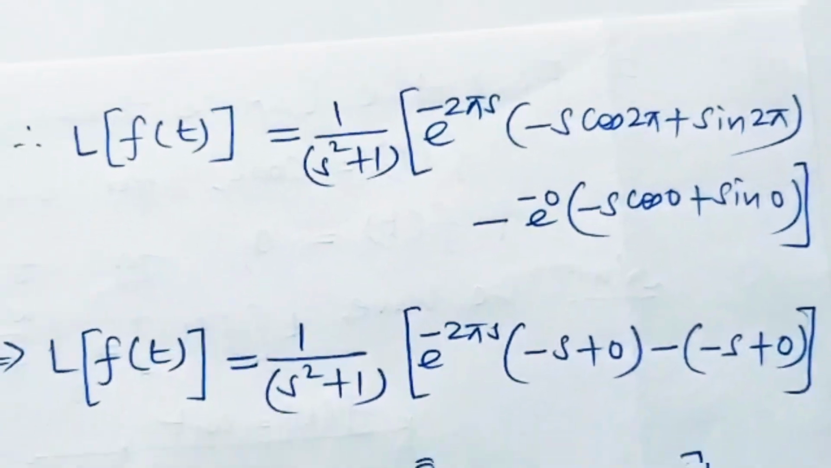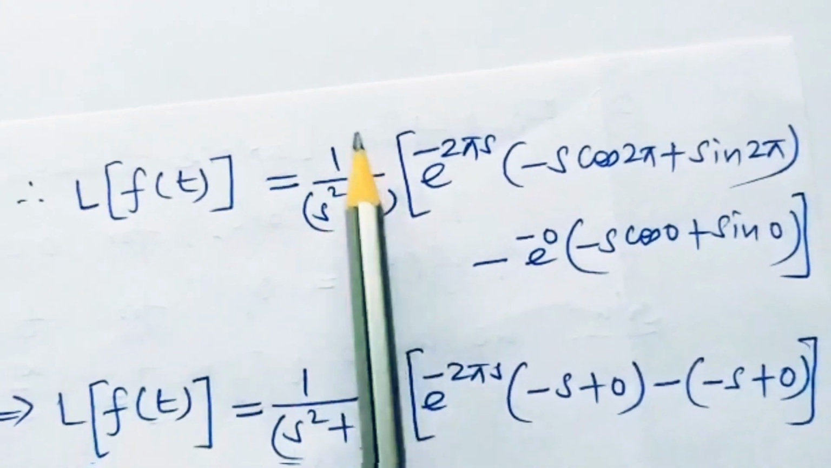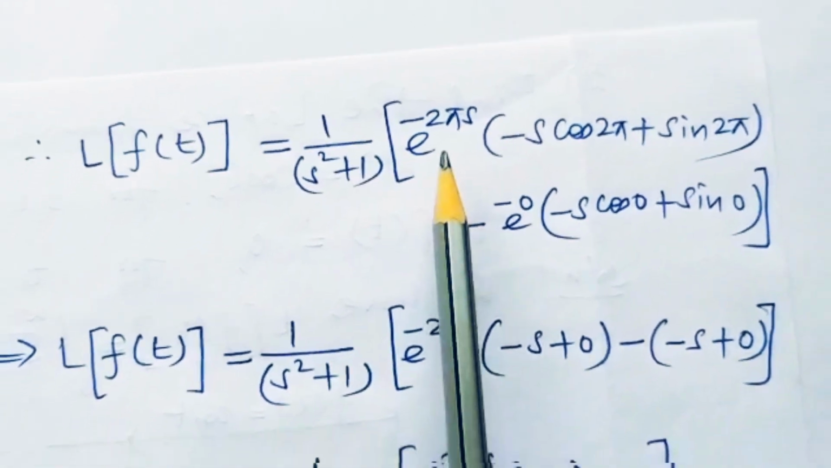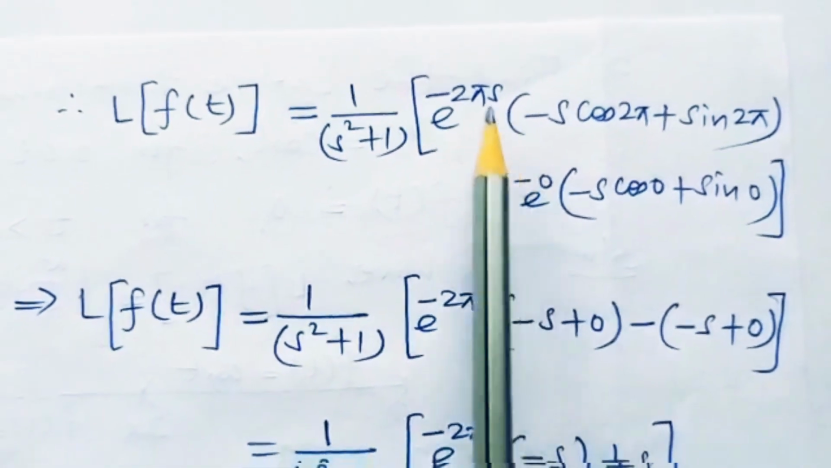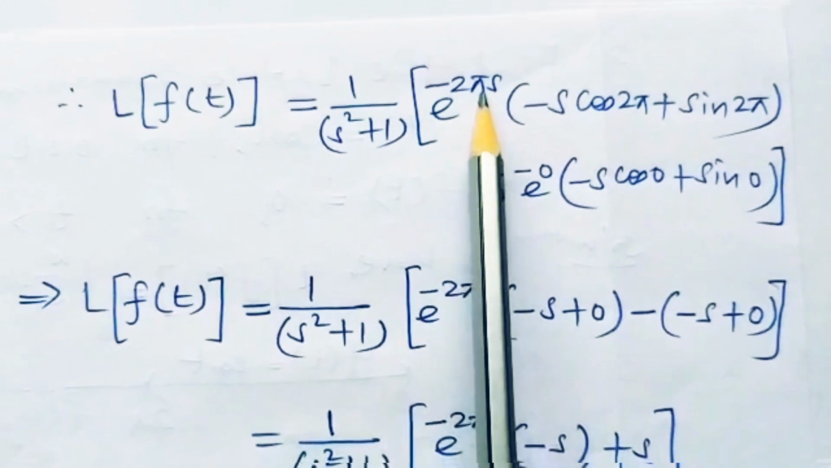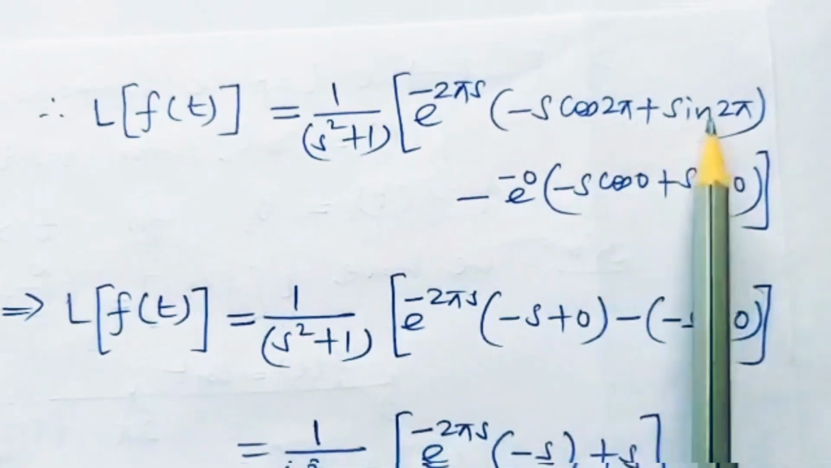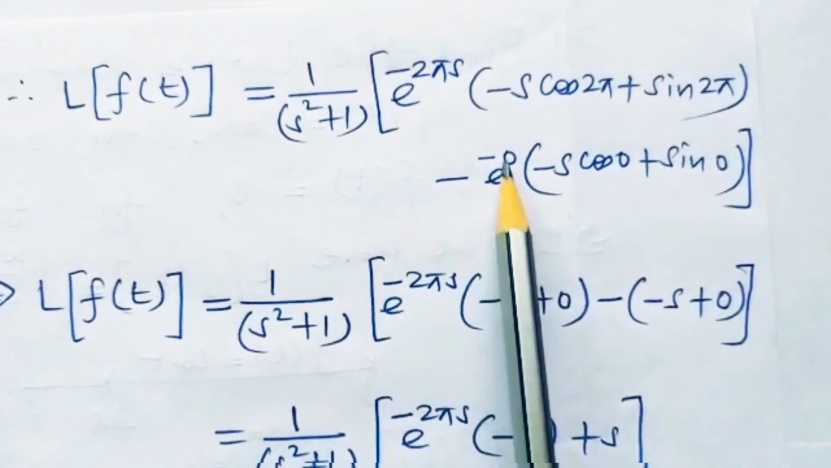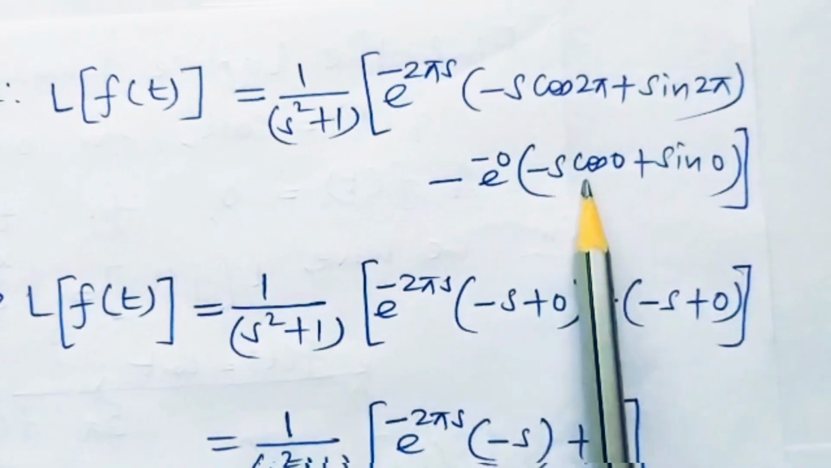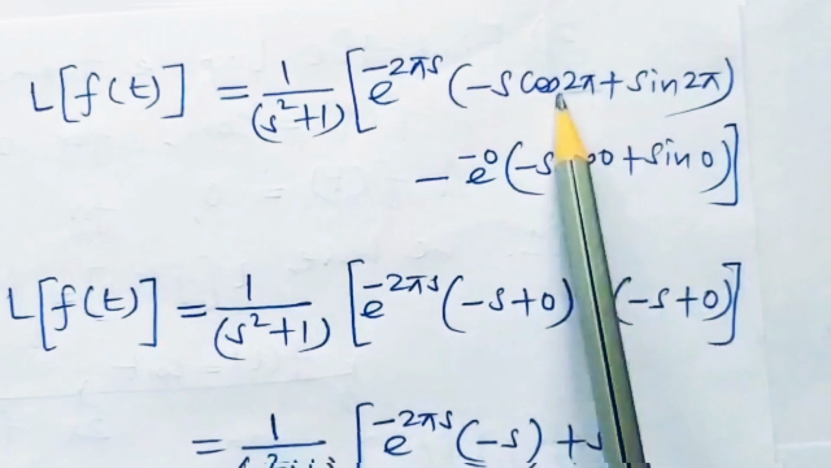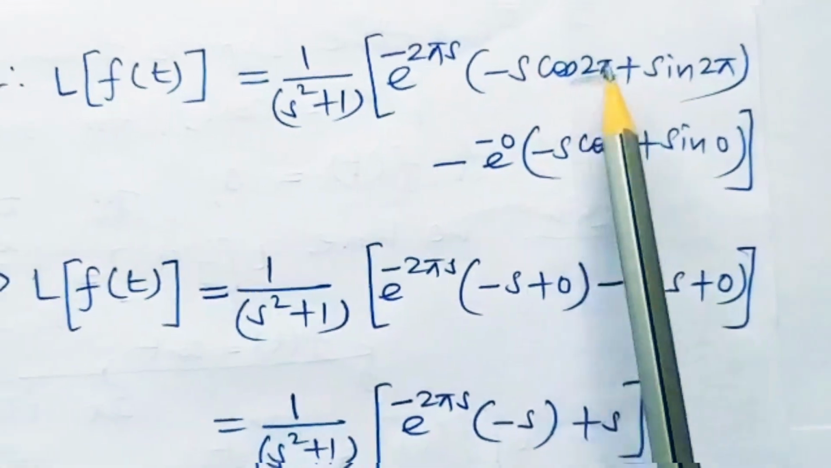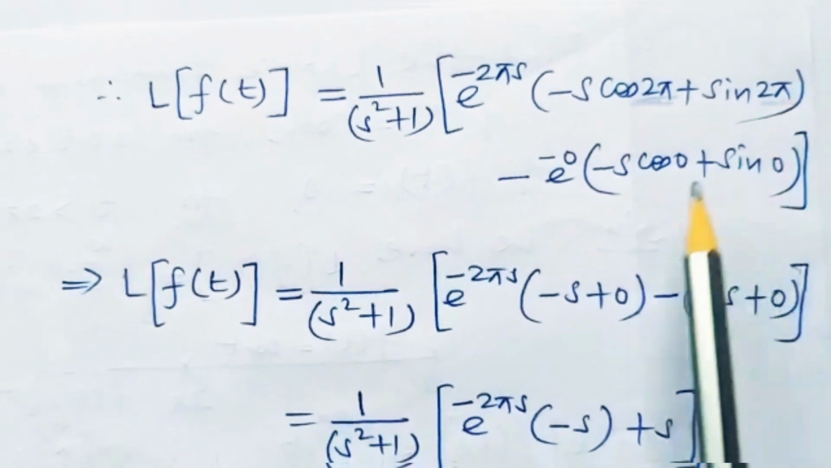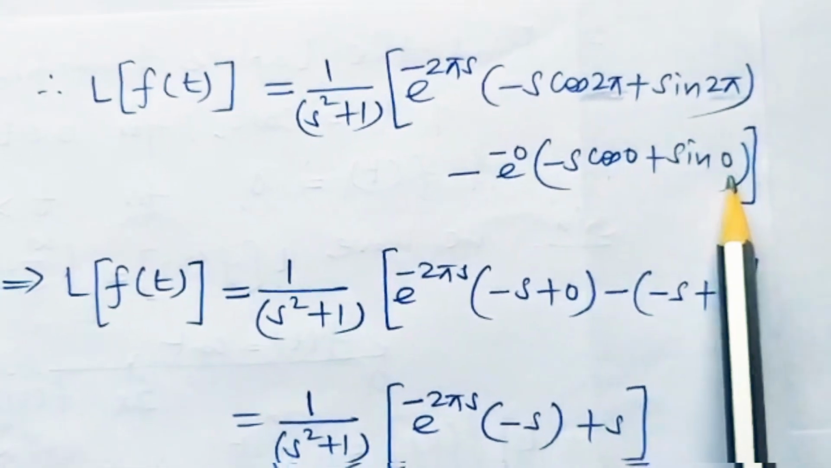So here L of f of t is 1 divided by s square plus 1. Once I apply the upper limit, it takes the form, you can manually calculate it, e to the power of minus 2 pi s, minus s cos 2 pi plus sin 2 pi, then lower limit 0, minus e to the power of minus 0, minus s cos 0 plus sin 0. We know the value of cos of 2 pi, and sin of 2 pi is 0. Cos of 0 is 1, whereas sin of 0 is 0.